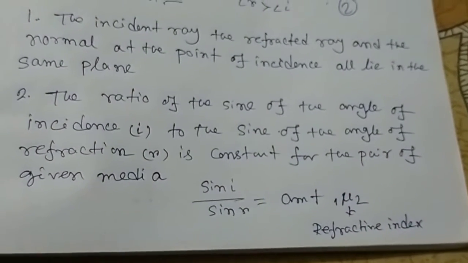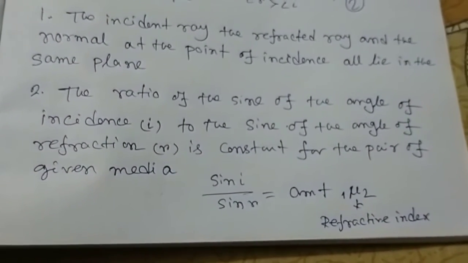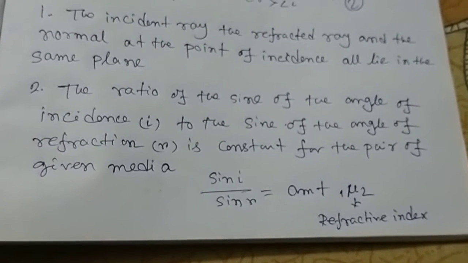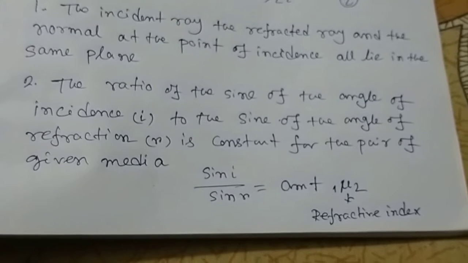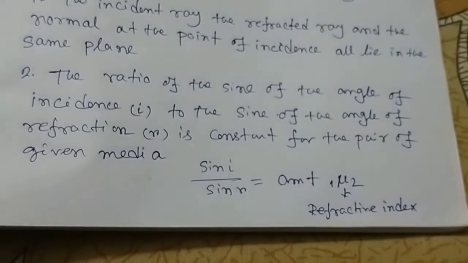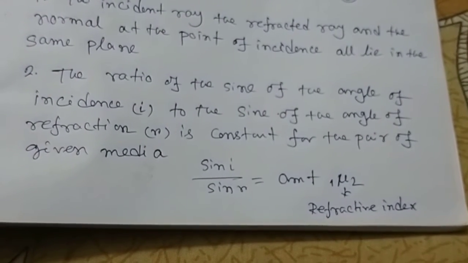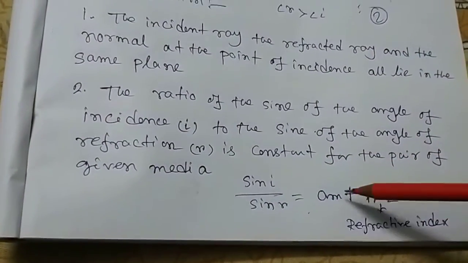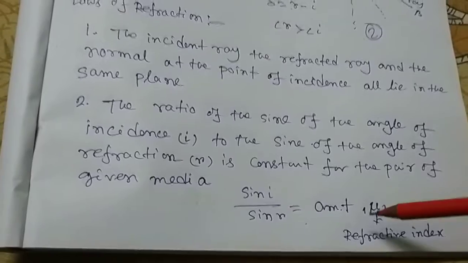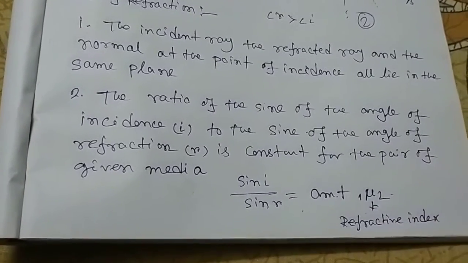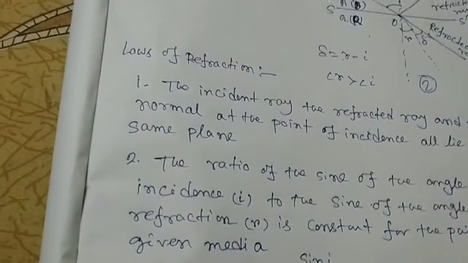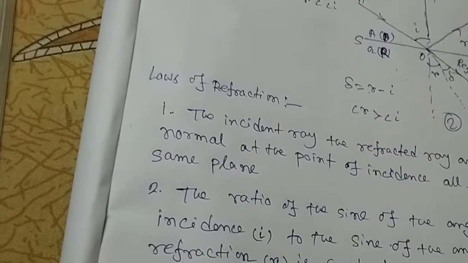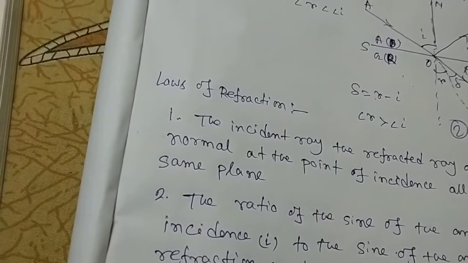The ratio of the sine of the angle of incidence to the sine of the angle of refraction is constant for the pair of given media. Sin i by sin r equals a constant, 1 mu 2. It is called the refractive index of the second medium with respect to the first medium.